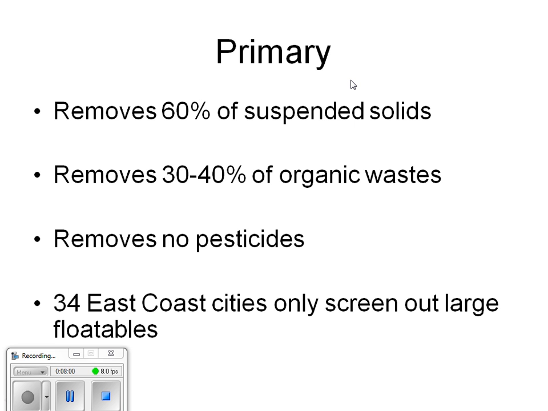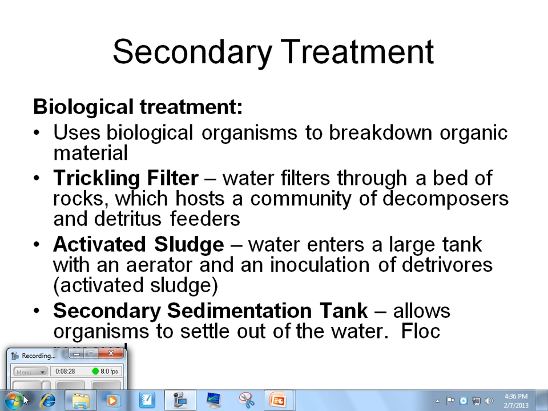Unfortunately, though, as you can see, over 34 East Coast cities actually stop here after primary treatment. So they only filter it, they only run the bar screen over it, and they only run it through the grit chamber, and then that's it. And then that material gets discharged directly into a lake, into streams, into the ocean. So there's a lot more that can be done, but because of financial hardships, this is where many communities stop.